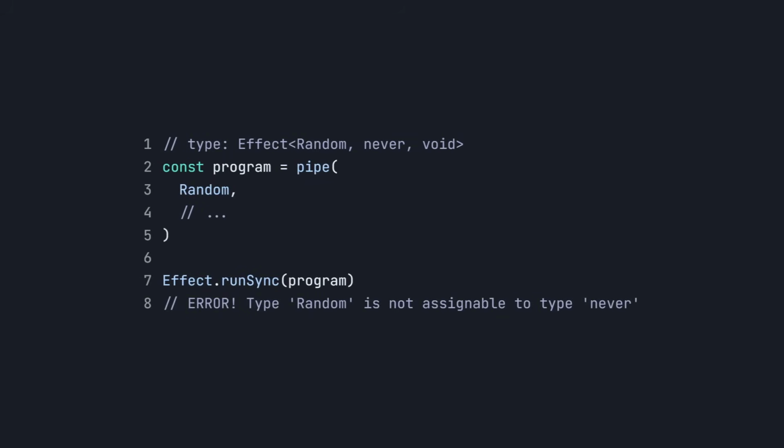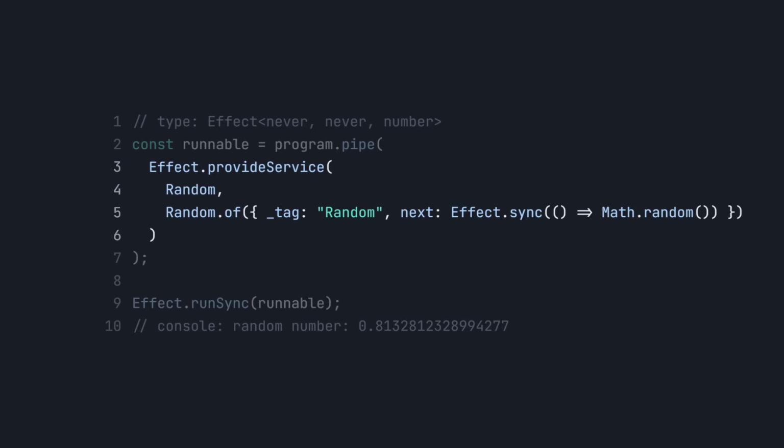If we try to run a program with a requirements field that is not of type never, we get a type error. Effect is ensuring that we provide any dependencies required for our program before it can be run. To do this, we can use the provideService function. It takes the tag and a value that fulfills the type of that tag. After we provide the service, notice how the requirements field has gone back to never, meaning this effect can now be run. Let's apply this concept to our Pokemon program.